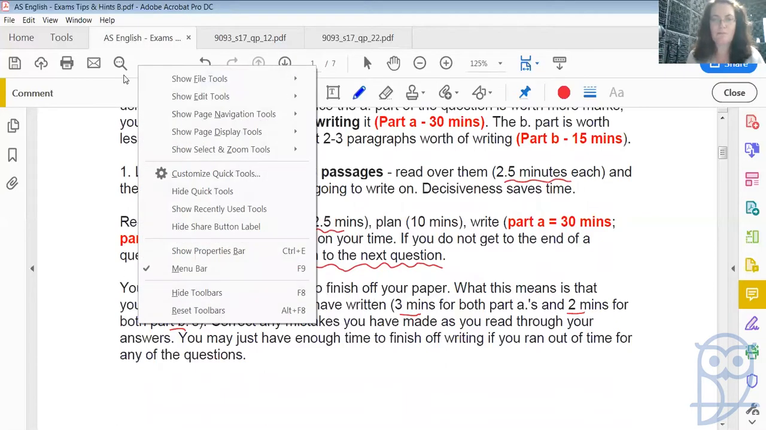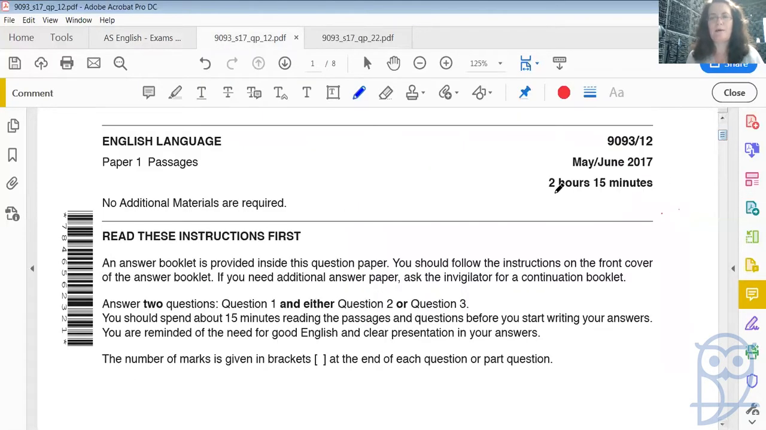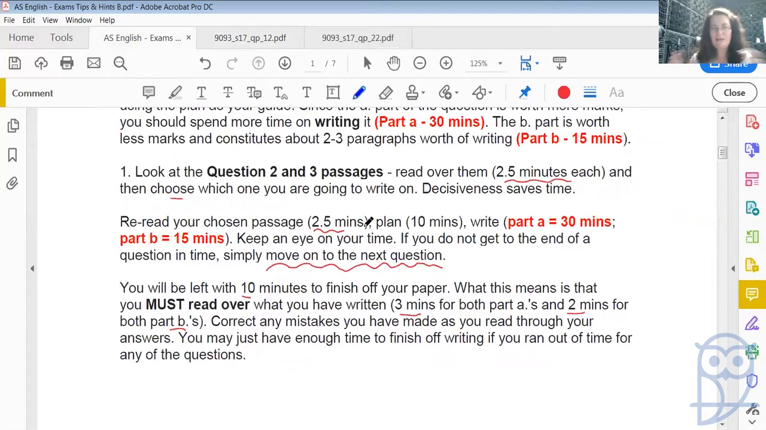And remember that in paper one, you are given 2 hours and 15 minutes. Right. So if you can stick to these times roughly, you should be fine. You'll be left with about 10, maybe even 15 minutes to finish off your paper. And what this means is that you must read over everything you've written, and then 5 minutes for each question 1, and then question 2 or question 3.